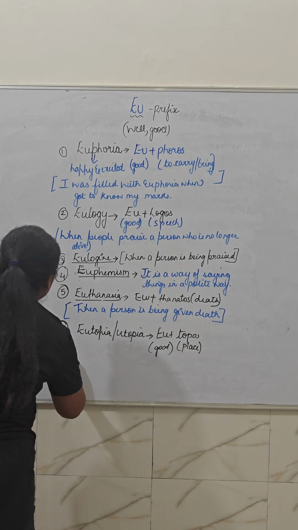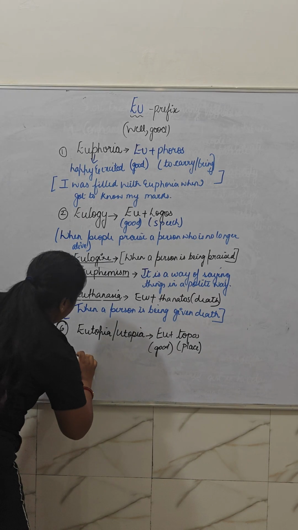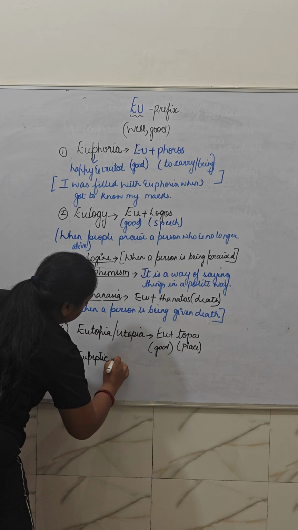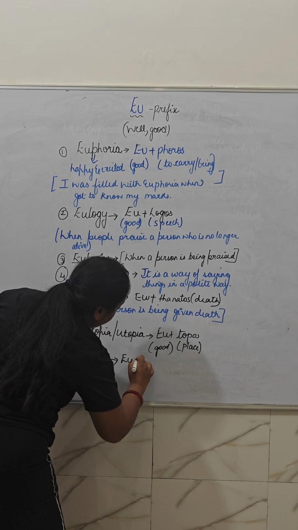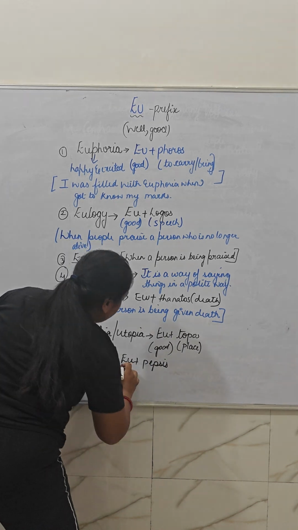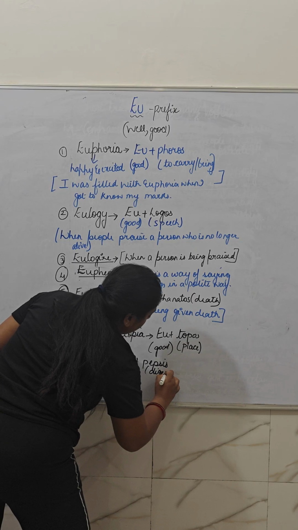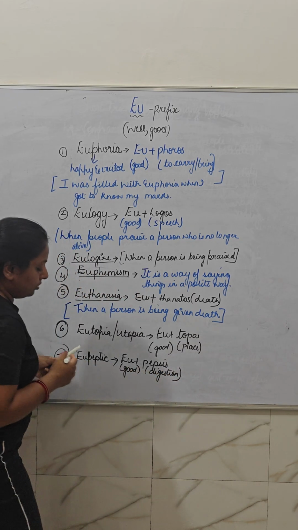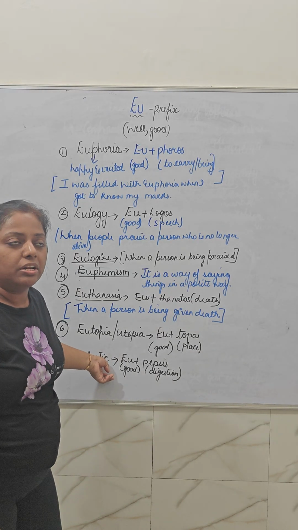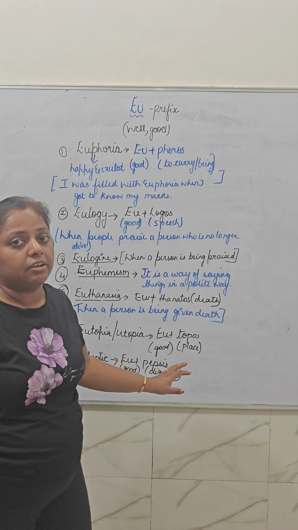Okay. Now the seventh word with EU is eupeptic. Eupeptic, which can be broken into EU plus pepsis. The meaning of EU is good and pepsis is digestion. When a person has good digestion, then we say that the person is eupeptic. For instance, if I give an example, this has two meanings: one is literal and one is figurative.